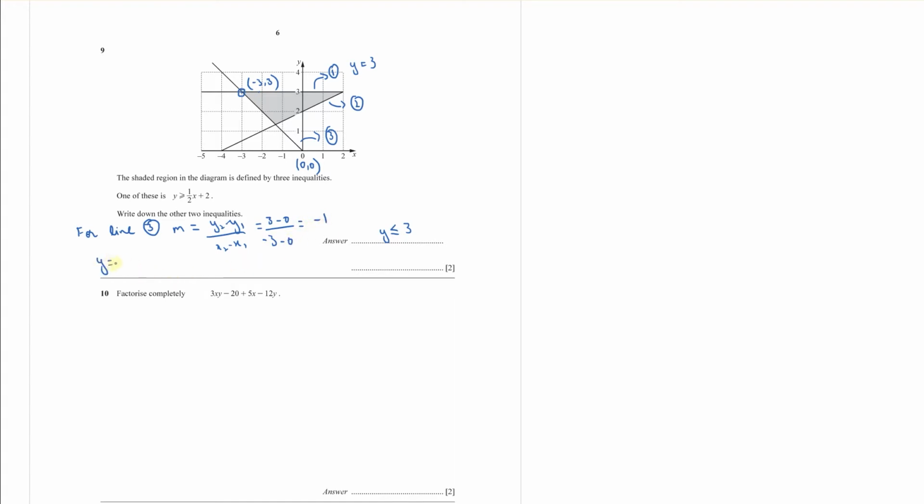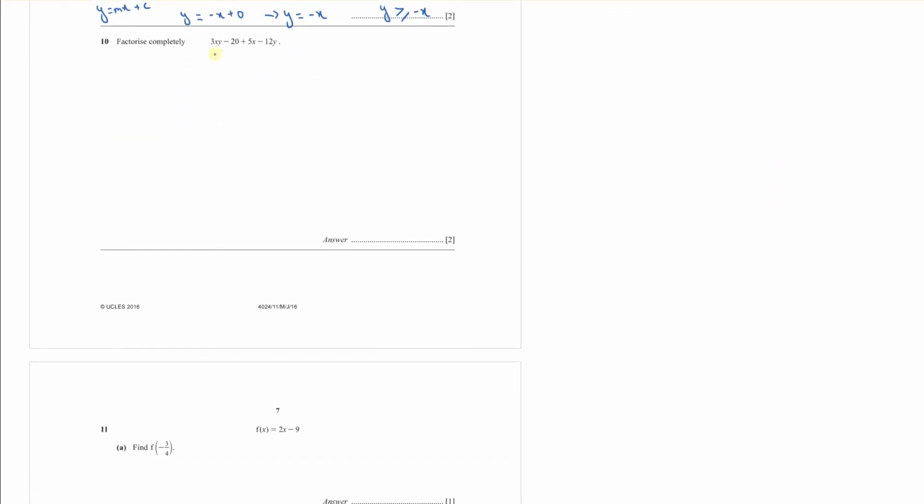So if you have to write the equation in the form y equals mx plus c, where m is the gradient and c is the y-intercept, for line 3, this becomes y equals -1 is the gradient, so -x, and your y-intercept, as you can see here, is at 0. So this is basically plus 0, which is given as y equals -x. And since the shaded region is above this line, our inequality becomes y is greater than or equal to -x. So these are the other two inequalities which represent this shaded region.